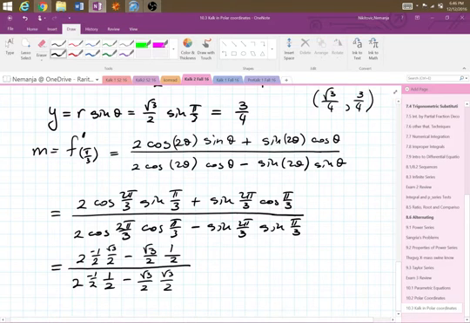Now, I have a 2 cancel with 2, a 2 cancel with a 1/2 over there. So I have negative root 3 over 2 minus root 3 over 4, divided by negative 1/2 minus root 6 over 4. Multiply by 4.